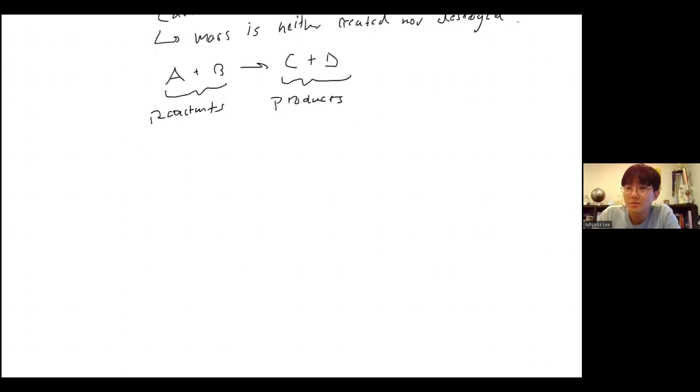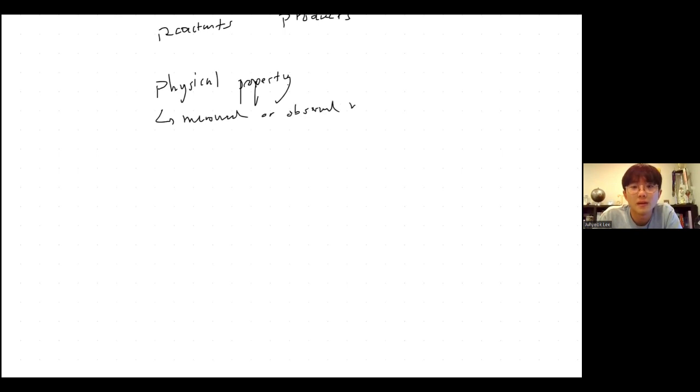All right. Now let's move into the properties of matter. So let's say the physical property. What is the physical property? A physical property is measured or observed without changing the identity of the substance.